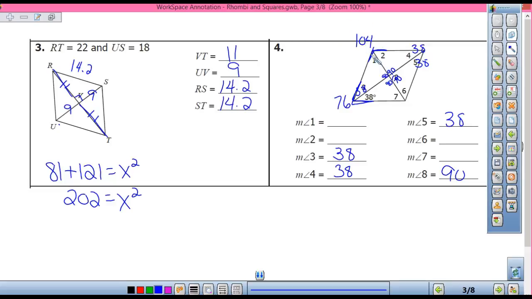What am I doing? You're right. It's written at the top of your paper. Thank you. Consecutive angles are supplementary. So if this is 76, that's got to be 104. So both 1 and 2 have to be 52 because diagonals bisect the angles. So 7 and 6 have to be 52.